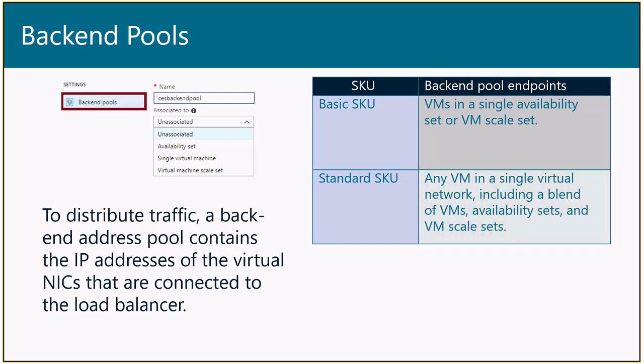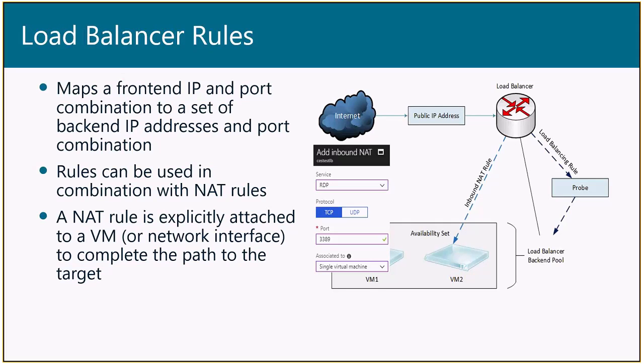The backend pool is where you distribute traffic, and it contains the IP addresses of the virtual NICs connected to the load balancer. With load balancer rules, you can map a front-end IP and port combination to a set of back-end IP addresses, and you can also set port combinations. With inbound network rules, the load balancer goes straight to VM2. That's using an inbound NAT, network address translation, rule.